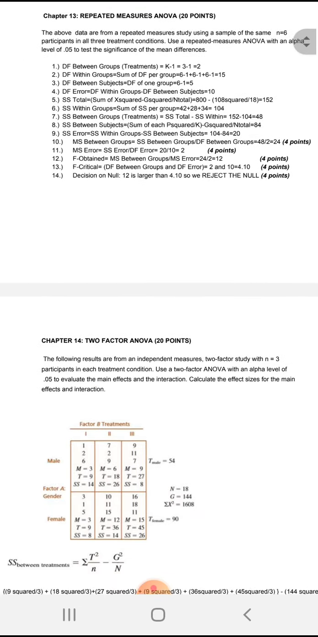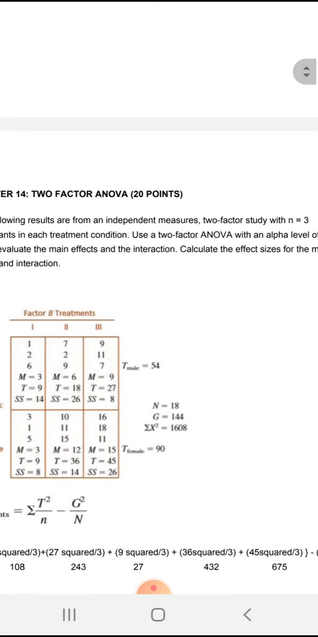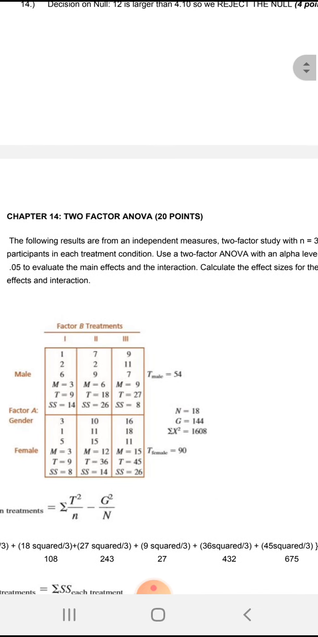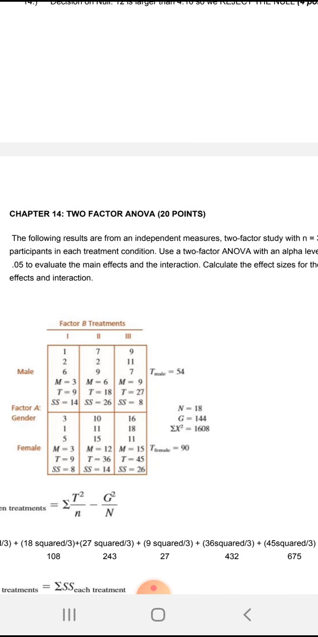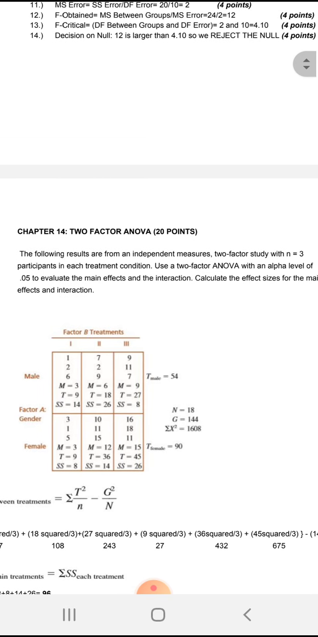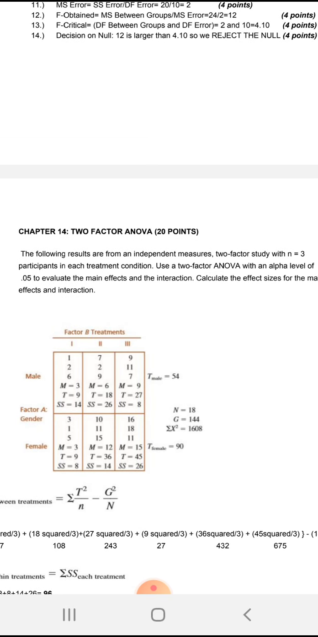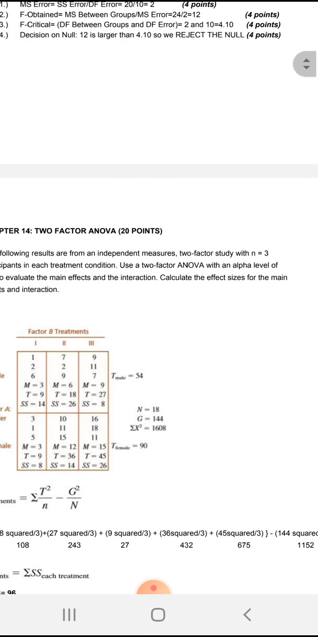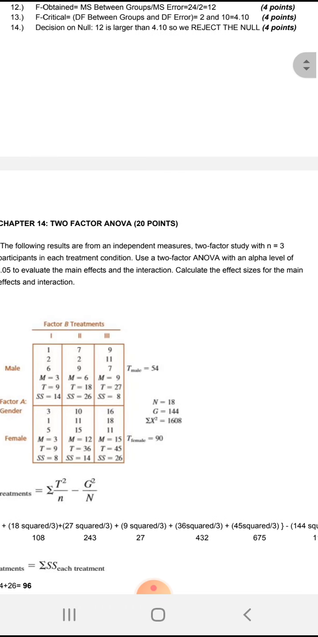Okay, chapter 14. The following results are from an independent measures two-factor study with N equals 3 participants in each treatment condition. Use a two-factor ANOVA with an alpha level of 0.05 to evaluate the main effects and interaction. Calculate the effect sizes for the main effects and interaction.